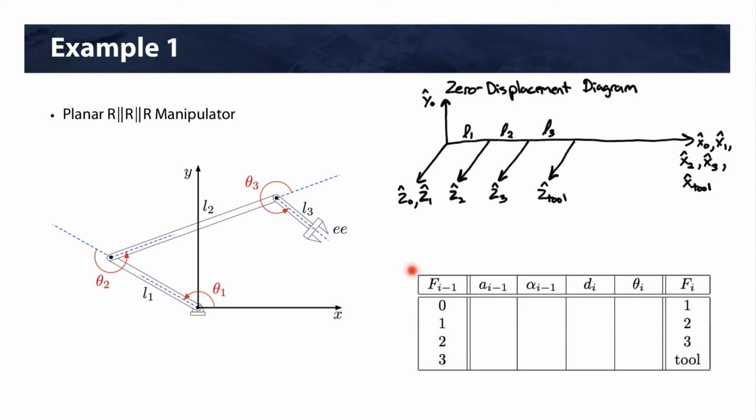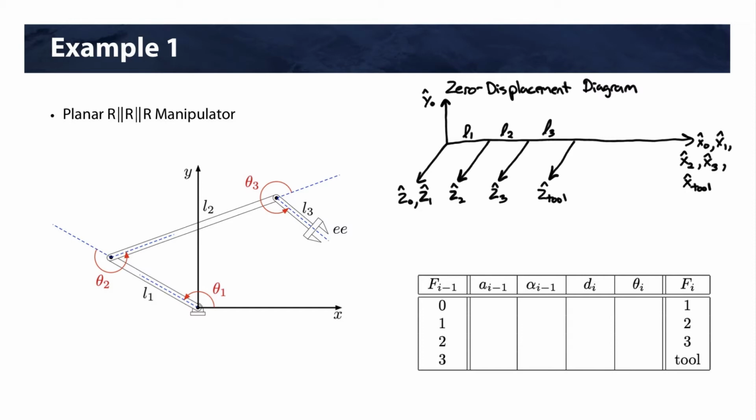Okay, so here's our D&H table. This is frame i minus 1, so we're going to start at frame 0, and we're going to go to frame i. So frame 1, and then we're going to go from 1 to 2, 2 to 3, and then 3 to tool. We have our 4 modified D&H parameters: a i minus 1, alpha i minus 1, d i, and theta i. All right, so let's start filling the table, and we're going to go row by row, starting at frame 0 to frame 1, and then so on.